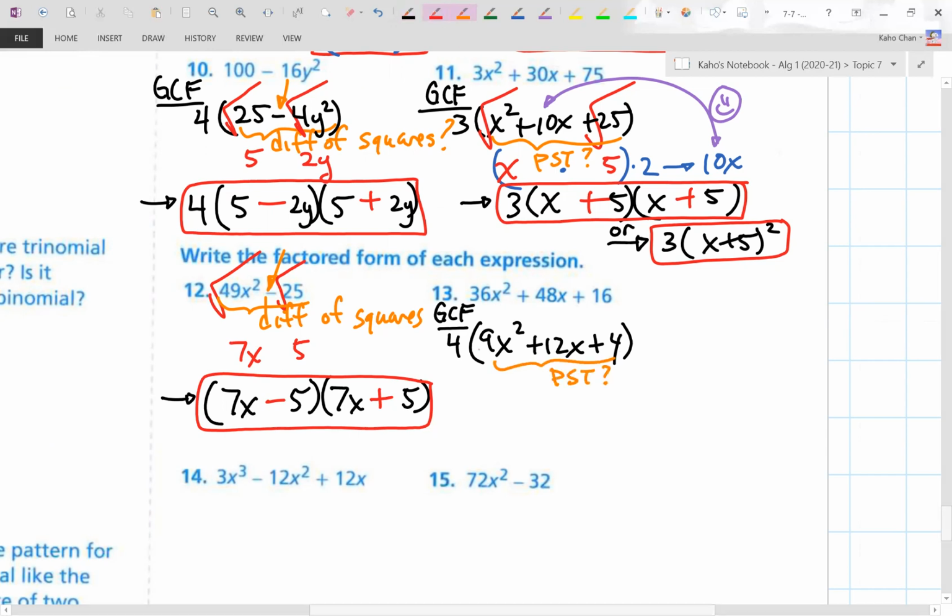Let's check the square root here. Square root of 9x squared is 3x. Square root of 4 is 2. Let's double it and multiply. Ooh, it works. Lucky us. You have to remember, these are special cases, and not everything works like this. Just keep an eye out for your PSTs and difference of perfect squares.